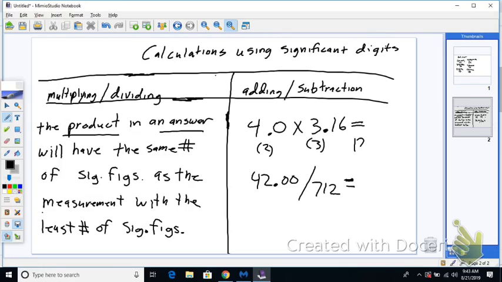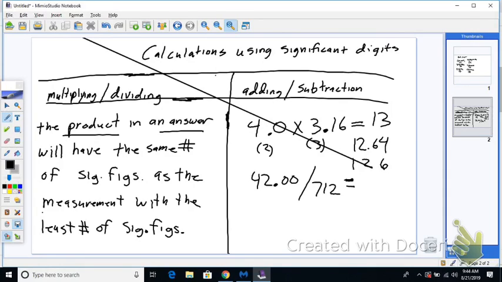So this would be 12.64. But that's 4 digits, right? If I say 12.6, how many digits is that? 3. Ah, got it? I'm going to fix that. Okay? So then what should it be? 13. 13 should be my answer. Does that make sense? How many digits are in 13? 2. How many in 12.6? 3. That's not the lowest number of significant digits in my measurements. It has to be 2. Definitely is not 12.64 because that's not even one of the choices.